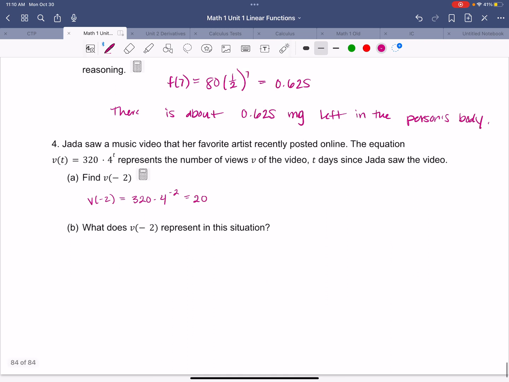Part B asks, what does this represent in this situation? Because we have a negative, and t represents time, the -2 means to go backwards in time. So V of -2 is the number of views, which is 20. That's what we just found here. So the video only had 20 views 2 days before Jada saw it.